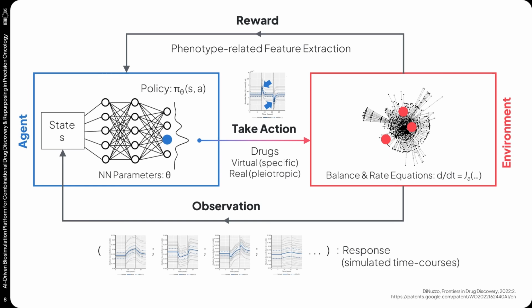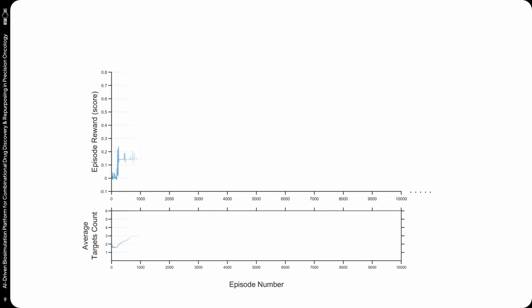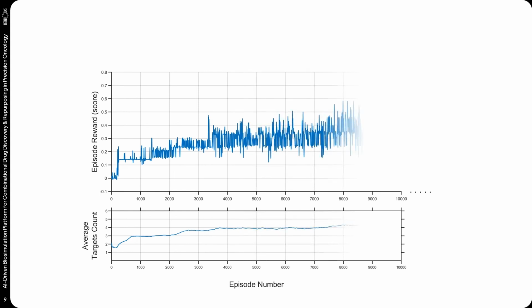This training process unfolds over multiple episodes. Let's look at an example of training over 10,000 episodes. Initially, the agent knows nothing and takes random actions, resulting in rewards close to zero. Over time, the agent learns which reactions need modulation to maximize the reward.